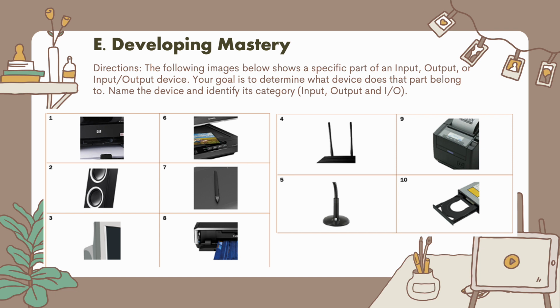So, I'll give the answer na. If you're not ready, you can pause the video. Okay, number 1. Number one is printer. So the answer is printer. So what category is the printer? Good job. The category is output. Next, number two, speaker. Speaker is output.